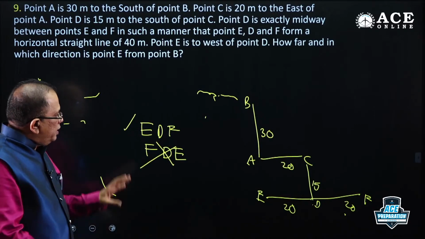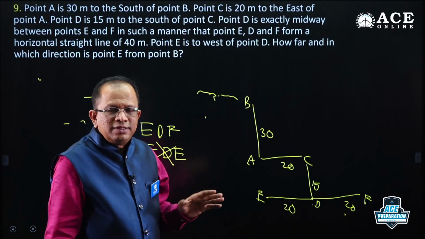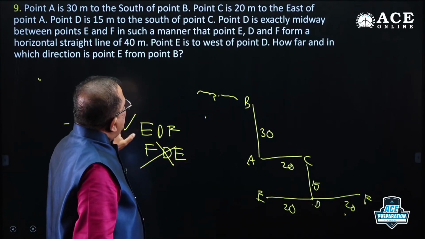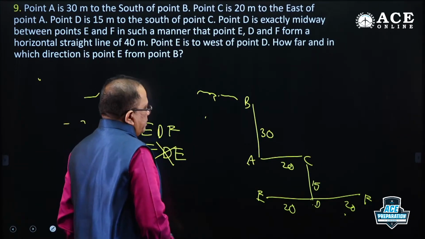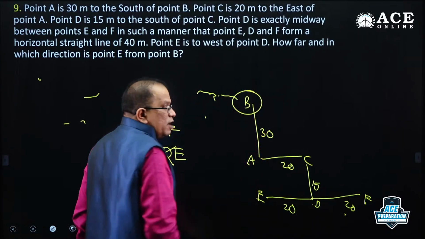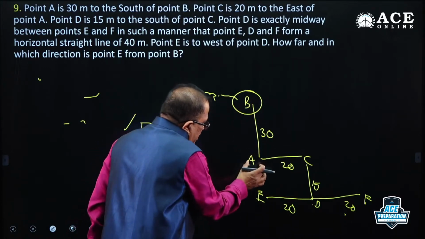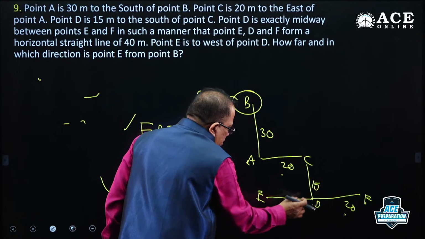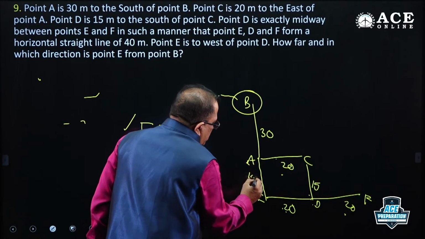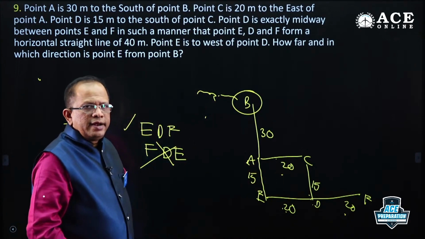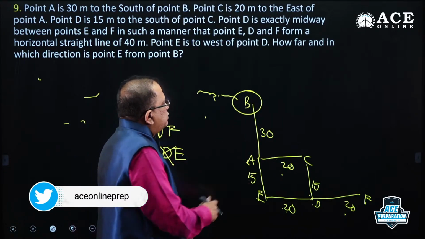You see, if you know that there are 2 possibilities, the paper setter has to give clarity about what is the right combination. Okay, how far and in which direction is point E from point B? From point B, this is the referral point. Where is E? Now understand, this is 30 A, then 20, 15, 20. 20, 20, 2 right angles, so it must be 15. This is going to create one rectangle. In a rectangle, opposite sides are equal. You know that. So 30 plus 15, it is 45.